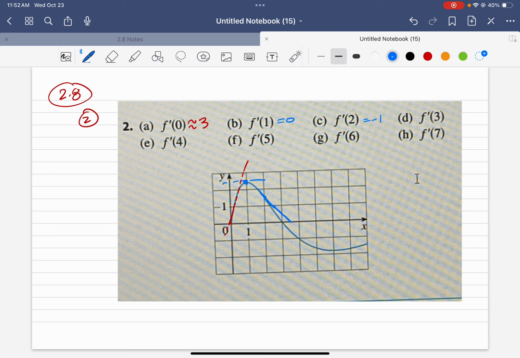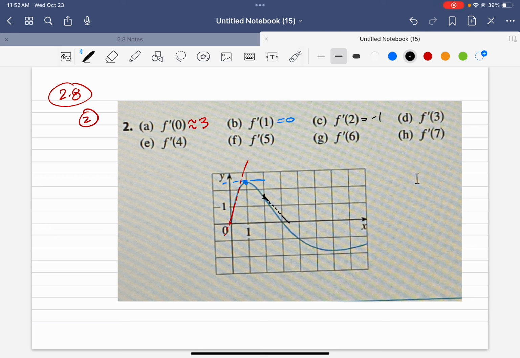negative 1. Why? Because if this is my tangent line, oh man, that's not quite right. Let me make that a little nicer. So this is my tangent line. So if that's my tangent line, it looks like this and this are the same, so it looks like it's negative 1.